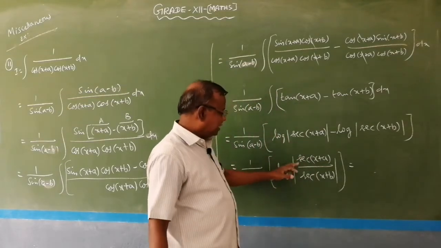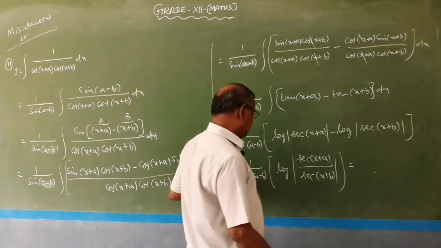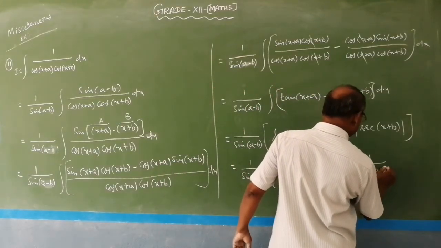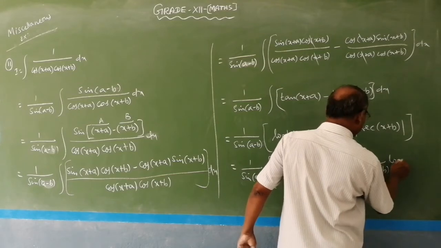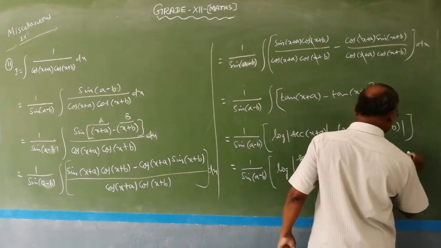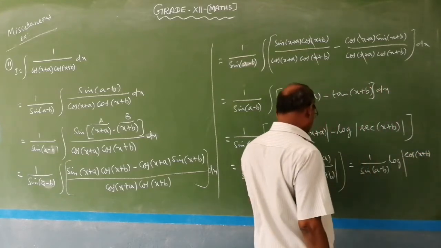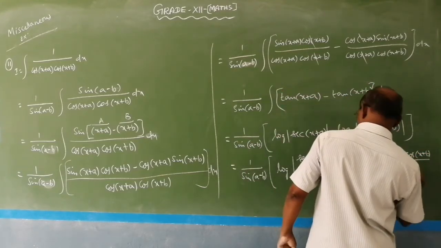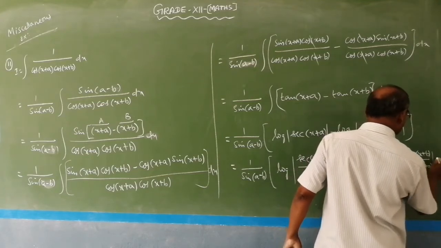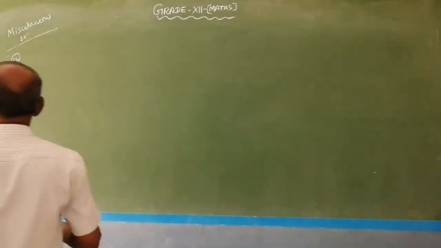So secant is 1 by cos. So it can be written as 1 by sin of a minus b into log of modulus of, bring the secant to the numerator, that is cos of x plus b, and the denominator can be written as cos of x plus a, so plus c. So this is the answer. Question number 12.